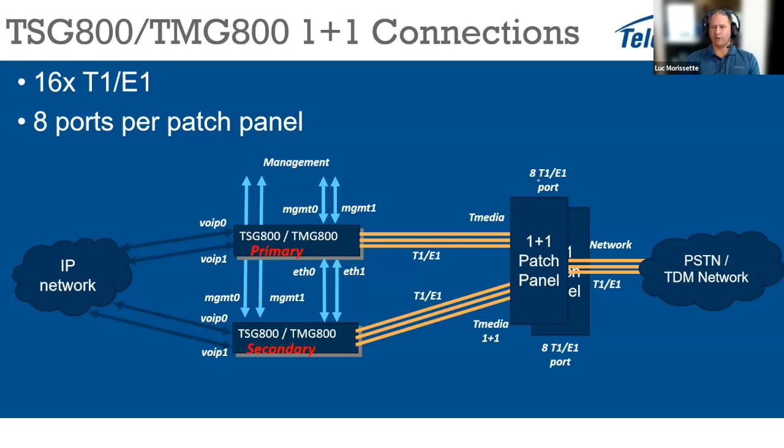However, here the patch panels are slightly different, in that you have your T1E1s connected to the patch panel and T1E1s connected to the network. These devices support 16 T1E1, but the patch panel supports 8. So then you need to have two 8 T1E1 patch panels here to have a total of 16.